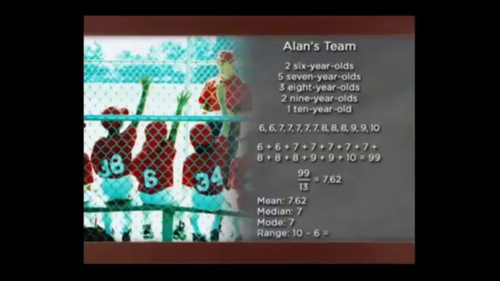And lastly, what's the range? Well, it's 10 minus 6. The largest number in the list is 10. The smallest number is 6. 10 minus 6 is 4.